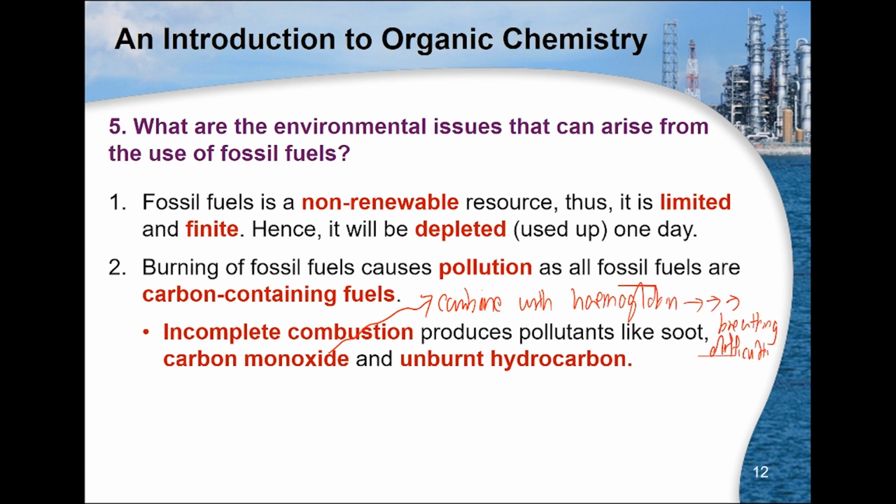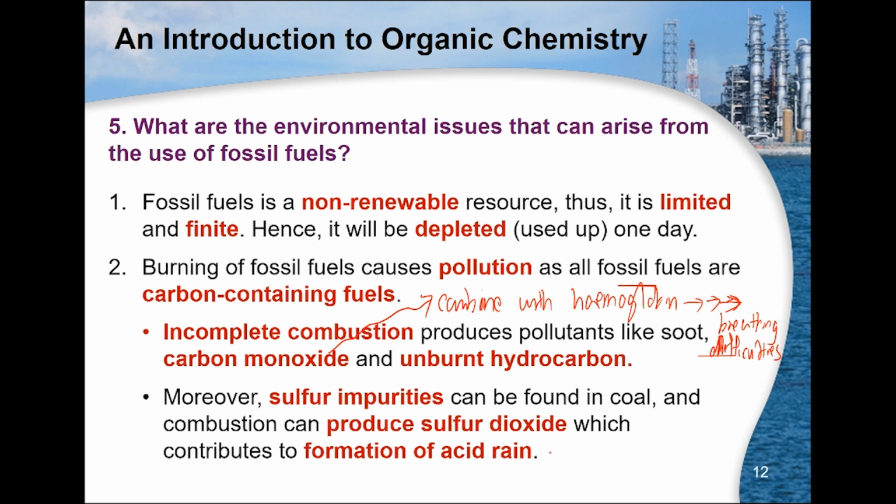In fact, in fossil fuels, sometimes there are also sulfur impurities. And when you burn fossil fuels that contain sulfur, the sulfur will react with oxygen and give you sulfur dioxide. And this sulfur dioxide can then give rise to acid rain. Now, do you still remember what the harmful effects of acid rain are? One of the main things is that acid rain can cause corrosion of buildings that are made of limestone. It can even affect water bodies by lowering the pH, causing the fish and other plants to die.